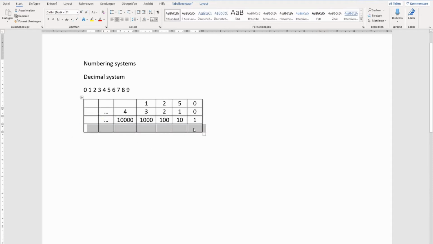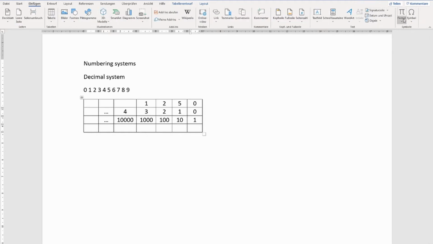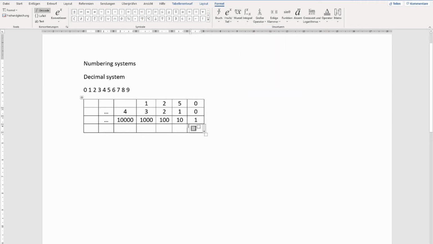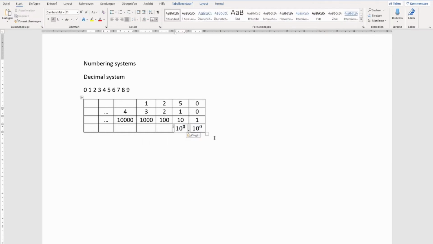Or to write it in a more mathematical way, I could also write: here we have 10 to the power of 0. That's 1. Here we have 10 to the power of 1. That's 10. Here I have 10 to the power of 2. That's 100. Here I have 10 to the power of 3. That's 1000. Here I have 10 to the power of 4. That's 10,000. And so on.